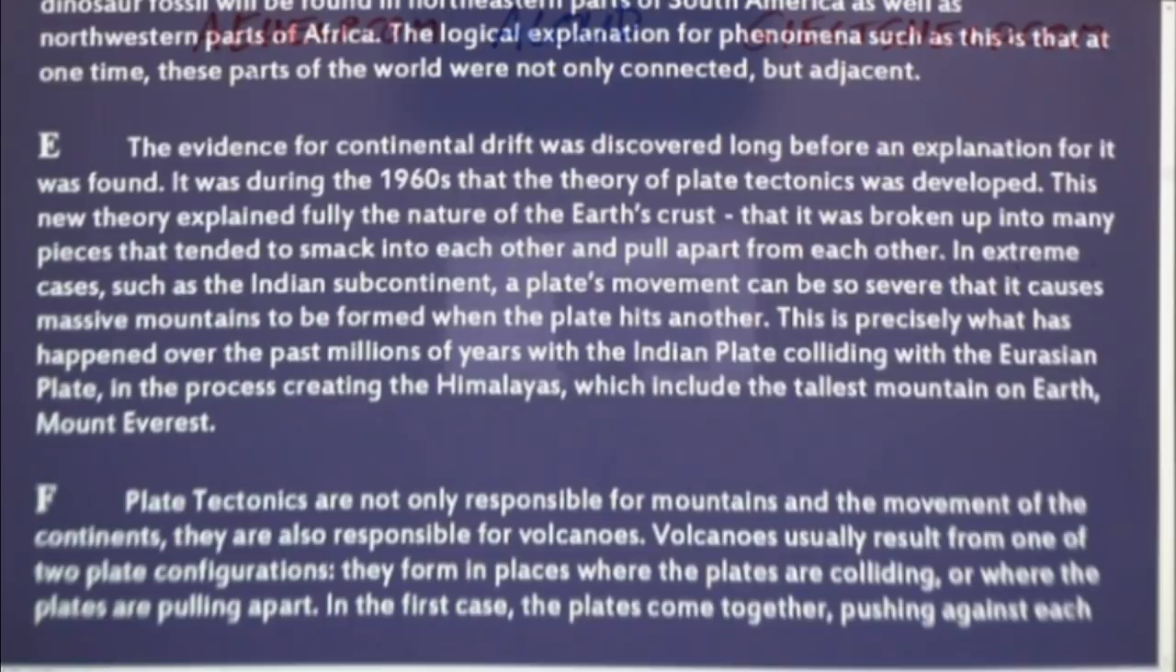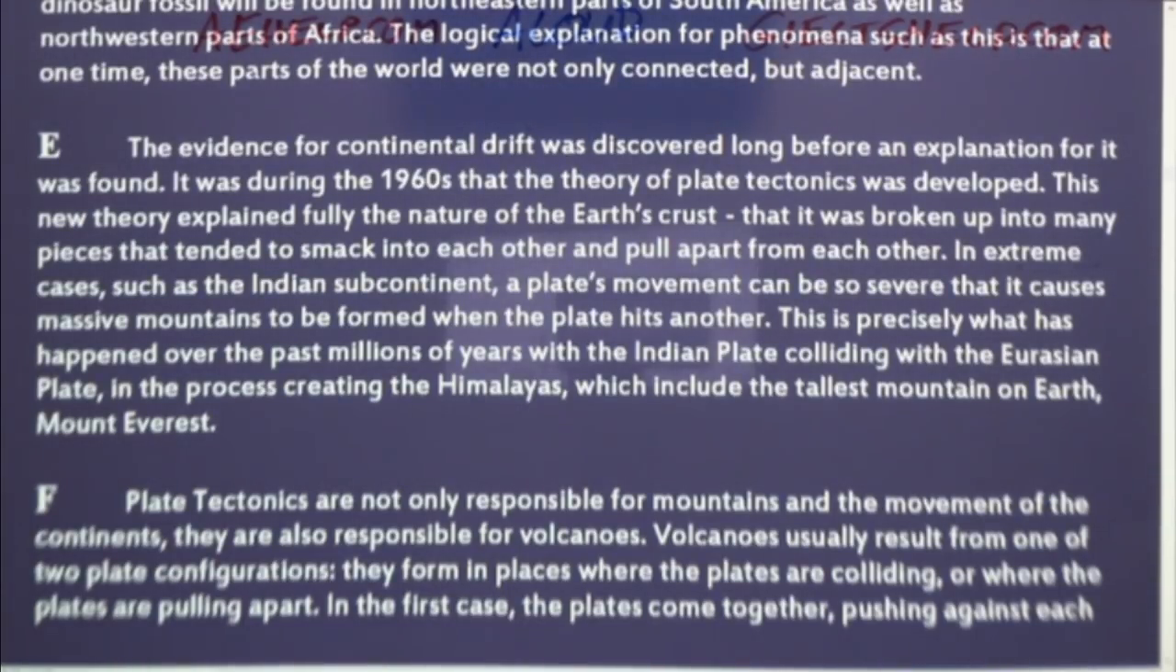Paragraph E. The evidence for continental drift was discovered long before an explanation for it was found. It was during the 1960s that the theory of plate tectonics was developed. This new theory explained fully the nature of the Earth's crust, that it was broken up into many pieces that tended to smack into each other and pull apart from each other. In extreme cases, such as the Indian subcontinent, a plate's movement can be so severe that it causes massive mountains to be formed when the plate hits another. This is precisely what has happened over the past millions of years with the Indian plate colliding with the Eurasian plate, in the process creating the Himalayas, which include the tallest mountain on Earth, Mount Everest.